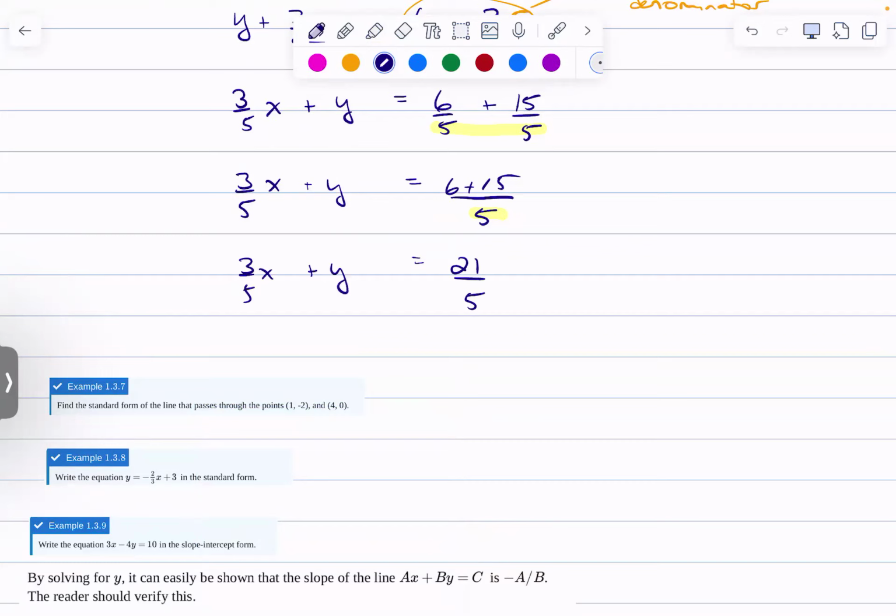Mapping this to the general form, ax plus by is equal to c, then a, the coefficient of x, is 3 over 5. What's b? B must be 1, right? And so 1 times y, usually we don't write that 1. And then c is 21 over 5 in the exact form.